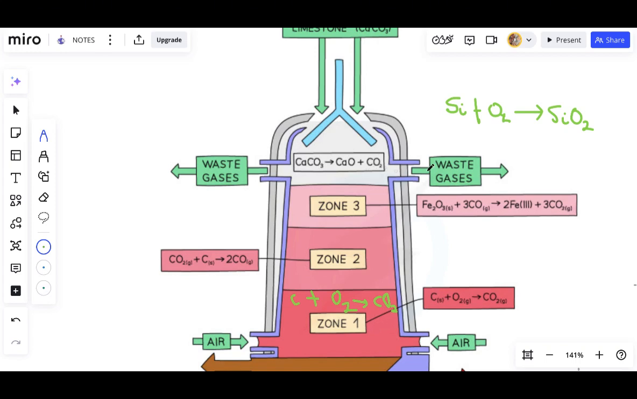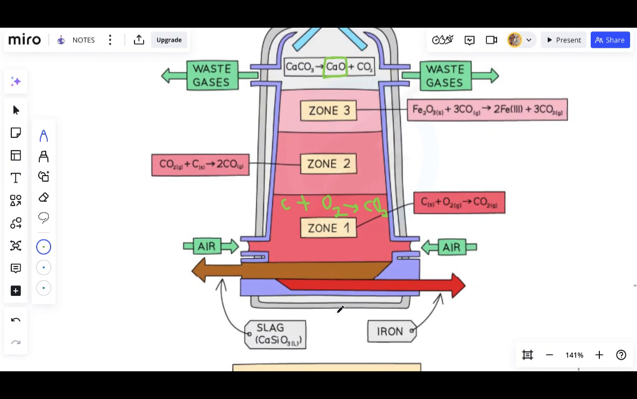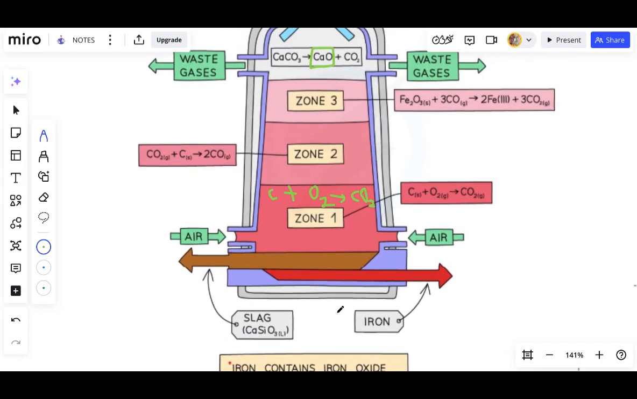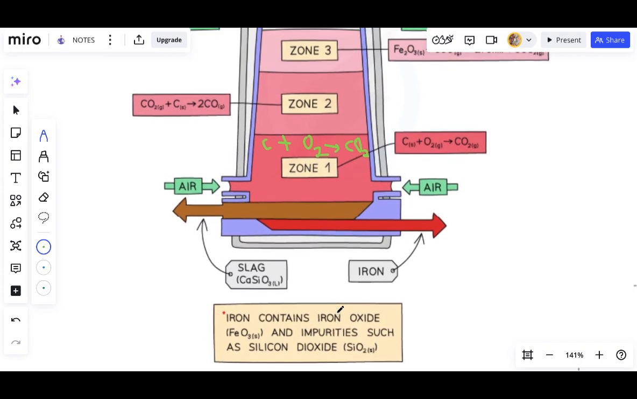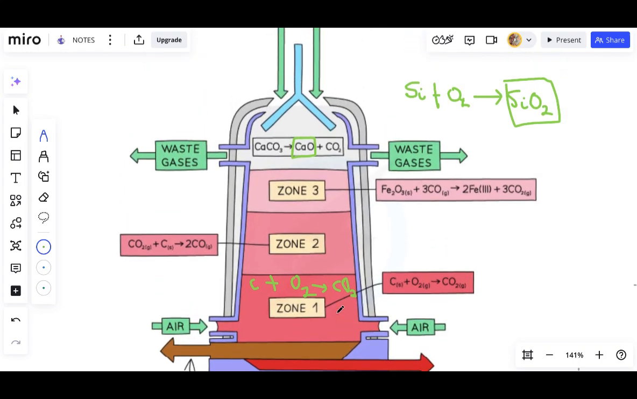Remember, carbon dioxide is a gas, so it's going to escape as waste gas. Now, this remaining calcium oxide is a basic oxide. All metal oxides are basic oxides. This calcium oxide will react with this silicon dioxide, which is an acidic oxide. This silicon dioxide is an impurity, and this impurity needs to be gotten rid of. So it will react with it to form calcium silicate.